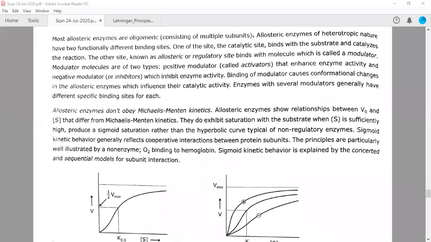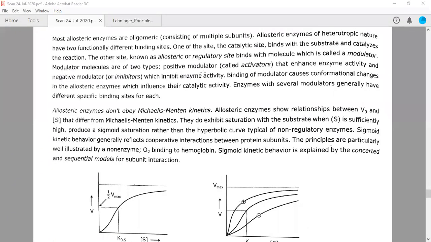So oligomeric. Allosteric enzymes of heterotropic nature, what are heterotropic? If the modulator is not the substrate but some other molecule. Heterotropic nature, they have two functionally different binding sites. Obviously, they will have two different binding sites where the modulator will bind, and the other is the active site where substrate will bind. One site, a catalytic site, where the substrate binds and catalyzes the reaction. The other site is the allosteric or regulatory site, where the molecule that binds is called a modulator.